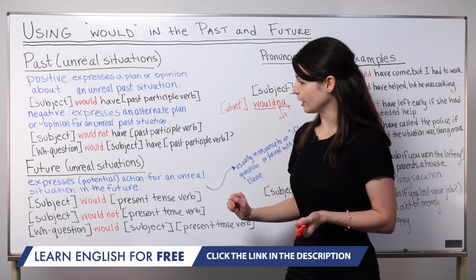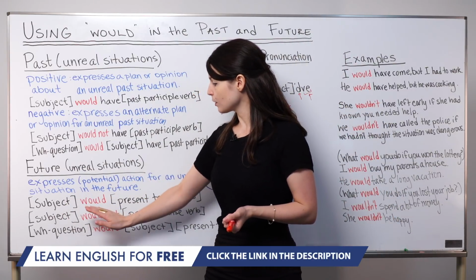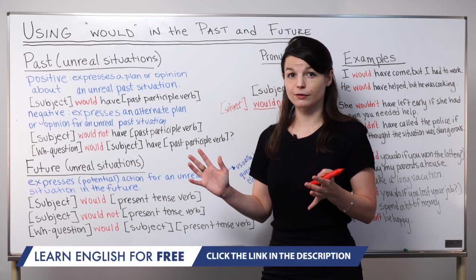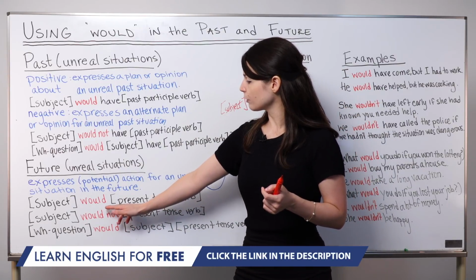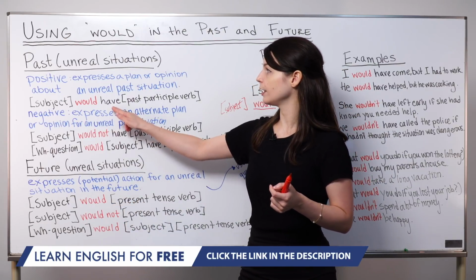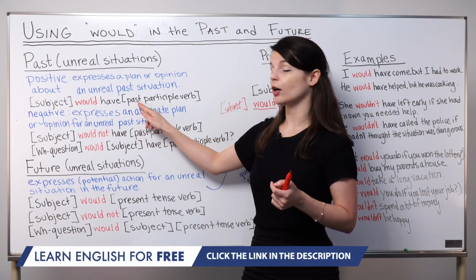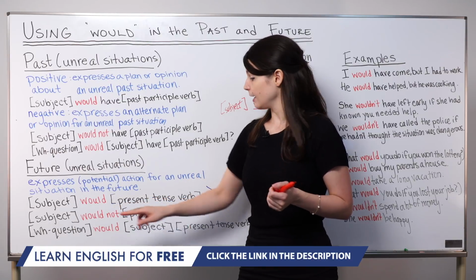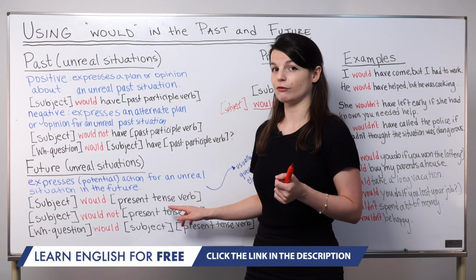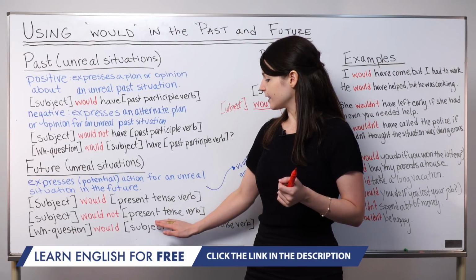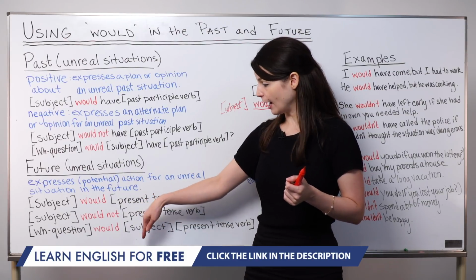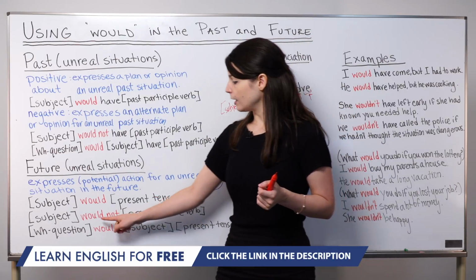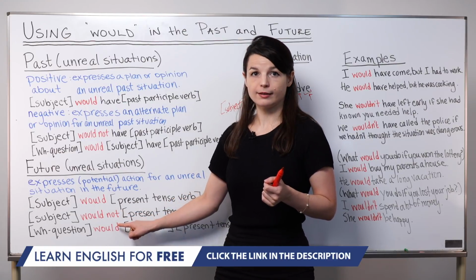To make a positive statement, we use subject plus would plus the present tense form of the verb. So here we see a key difference. When we're using the future form, we're not using have. In the past, we used have and the past participle form of the verb. Here, we're using no have, and the present tense form of the verb. When we make a negative sentence, it's the same. We drop have and we use the present tense. So there's no change to the verb here. In the negative form, we simply add not.